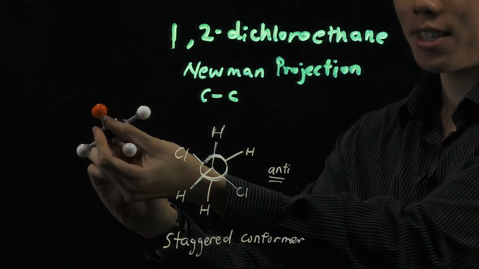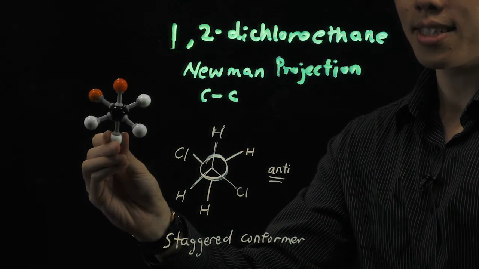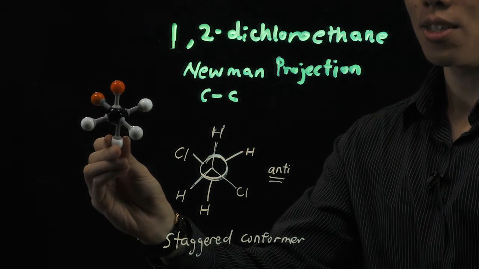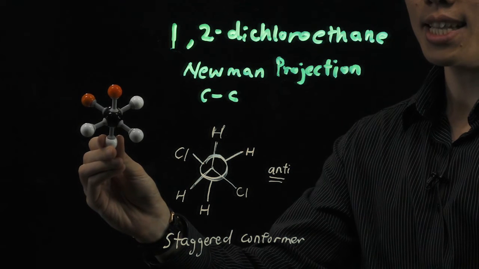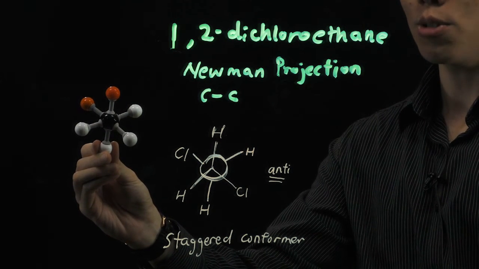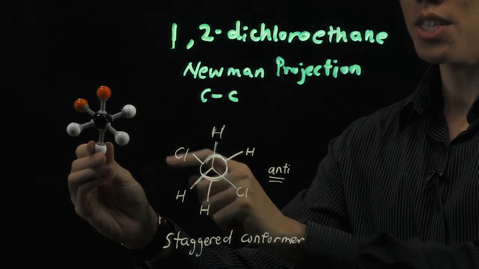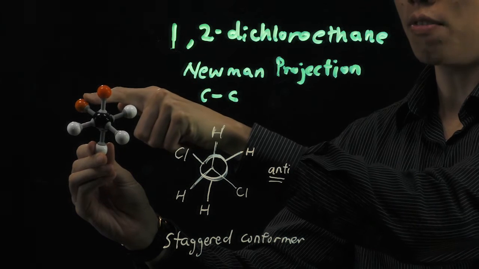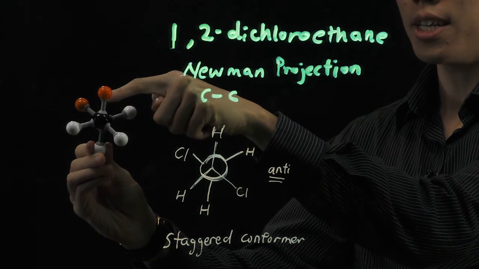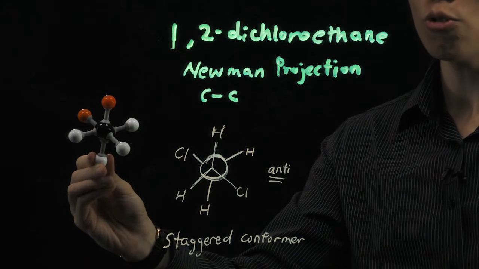a bit different, but we still call it staggered. Do you see? You still see staggered, right? In, out, in, out. 6 atoms connected to the carbons here. That's not blocked. But now you notice that the chlorines are very close to each other. In fact, the angle here is just 60 degrees. So how do you translate this then?